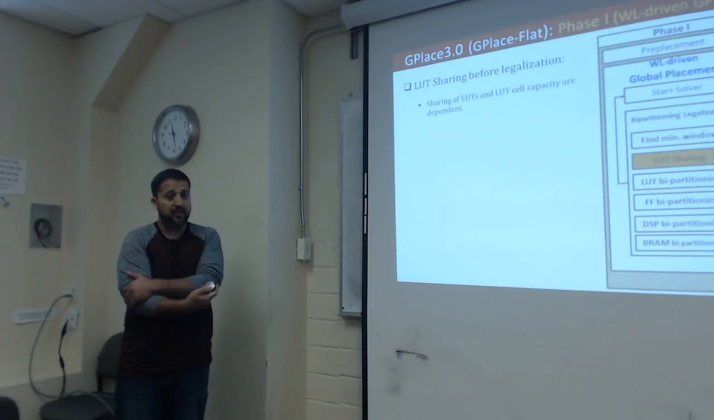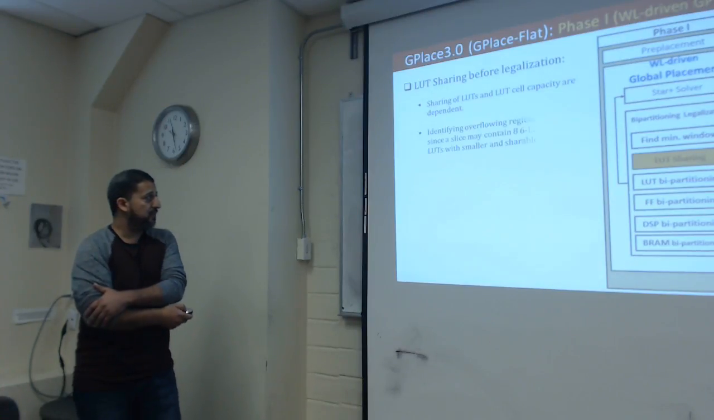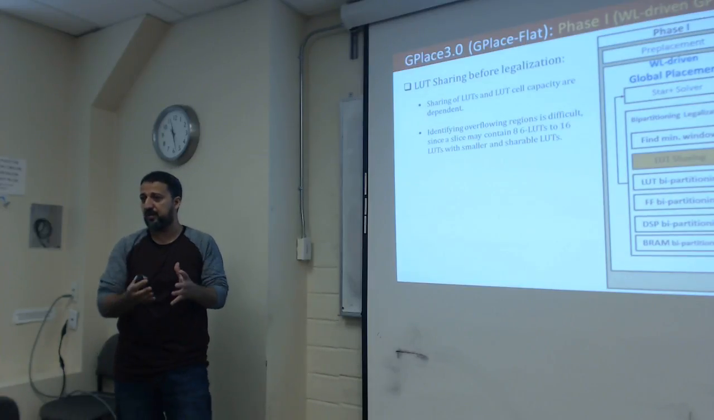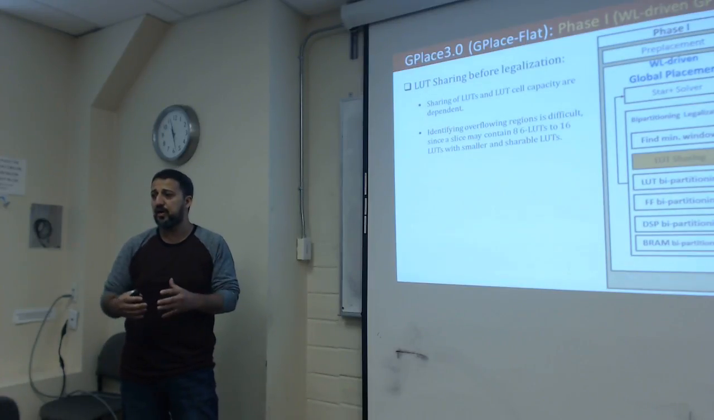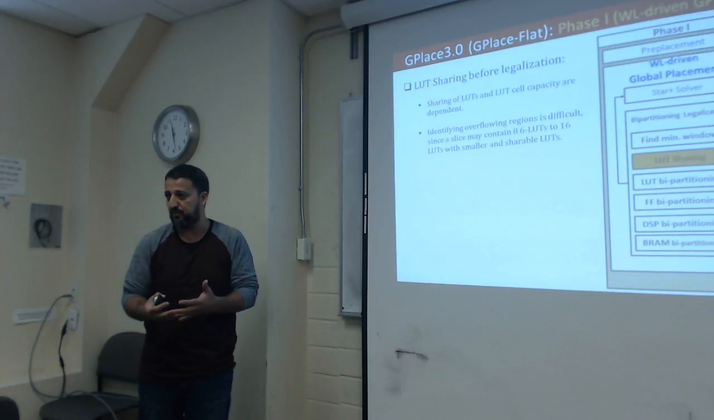between the LUT sharing and the LUT capacity, or the slice capacity for LUTs. What I mean by that is the slice can contain 8 LUTs if there are 6 inputs, or up to 16 LUTs if they are smaller and can be shareable.